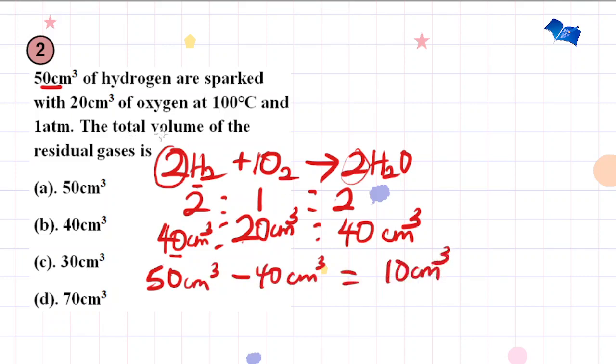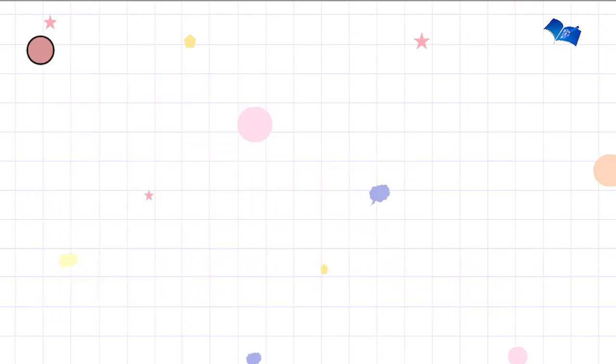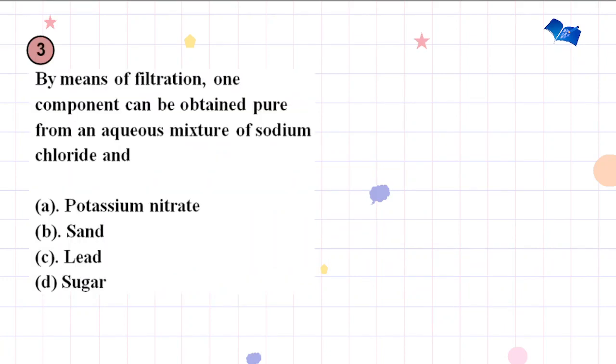We are being asked the total volume of the residual gases. The total volume of the residual gases will simply be the volume of hydrogen that did not react, which is 10 cm cube, plus the volume of the products, 40 cm cube. And we have it as 50 cm cube, option A. I hope that was easy to solve and you enjoyed this. Now let's go over to the next question.